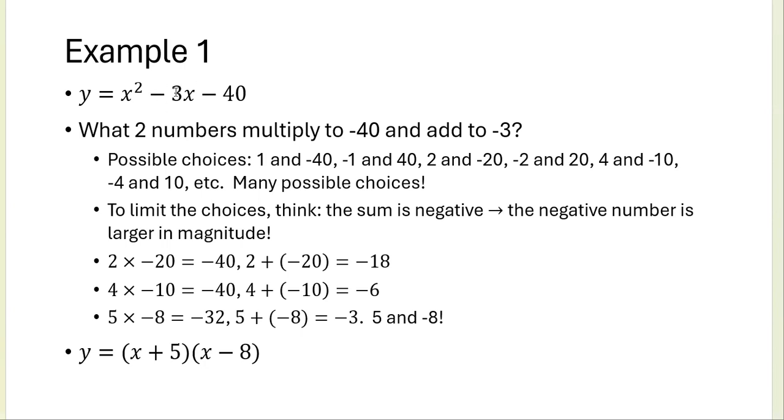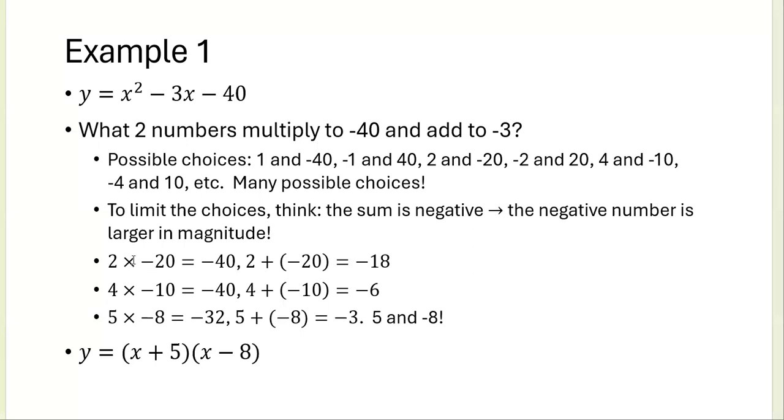So that's why I was saying the negative number should be bigger in magnitude. We take the absolute value of minus 20. That is positive 20, yeah? That's bigger than absolute value 2, which is 2. Okay, in the other case where I had negative 2 and 20, the sum was positive because the positive 20 is bigger in magnitude. It makes sense. So take a minute or two to think about it. This will help you limit the choices, basically.